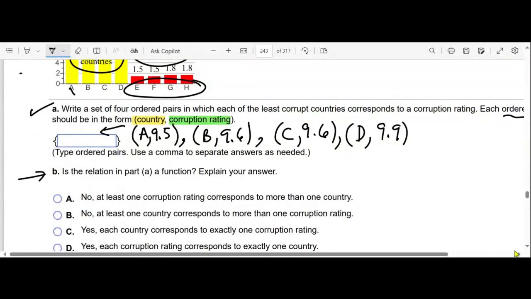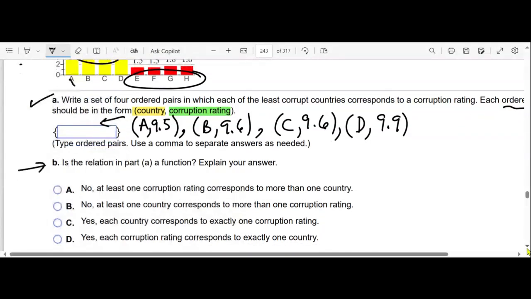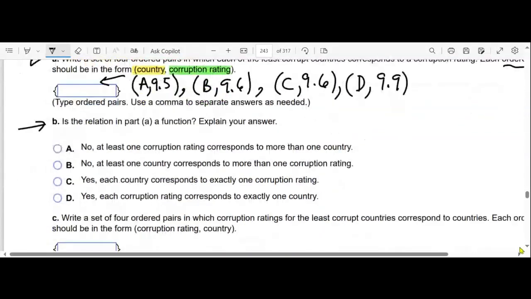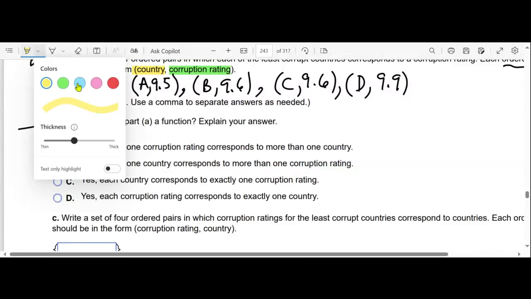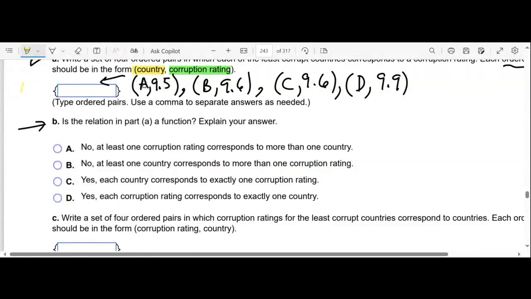Read. Is this relation in part A a function? Explain your answer. Is this a function or not a function? Is A repeated? Is B repeated? Is C repeated? Is D repeated? The answer is no, it's not repeated. Therefore, it's yes. So we have two yeses here.